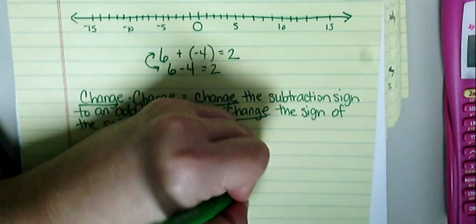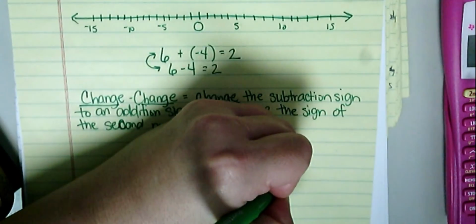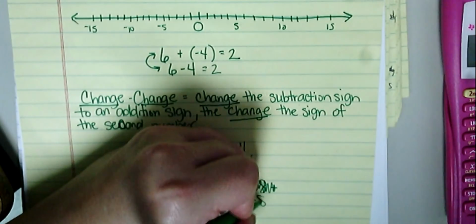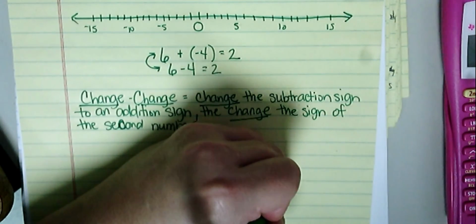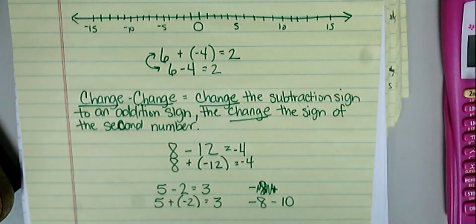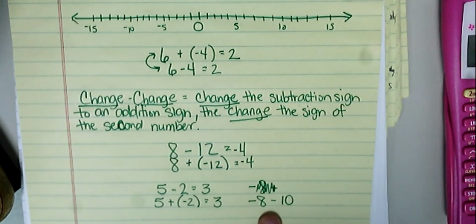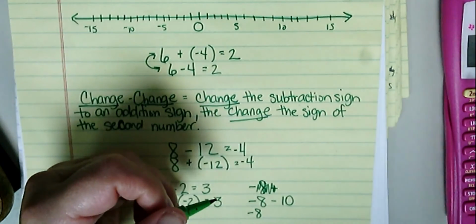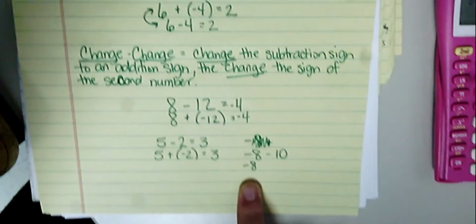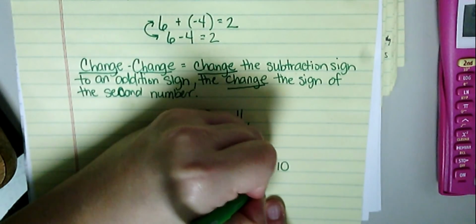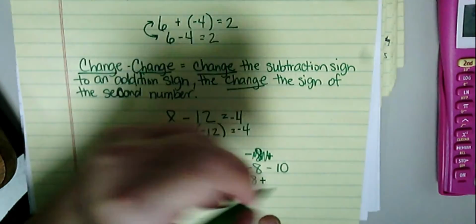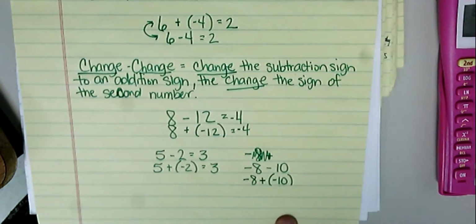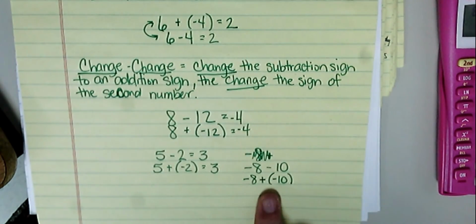What if we have negative 8 plus, we don't need a plus sign, do we? Let's try that again. Negative 8 minus 10. Okay, same rules apply. Negative 8, that number stays the same. Change the subtraction sign to an addition sign, and change that positive 10 into a negative 10. So now I have negative 8 plus negative 10.